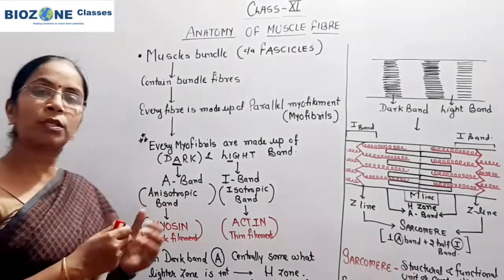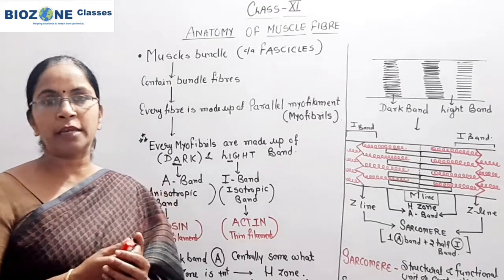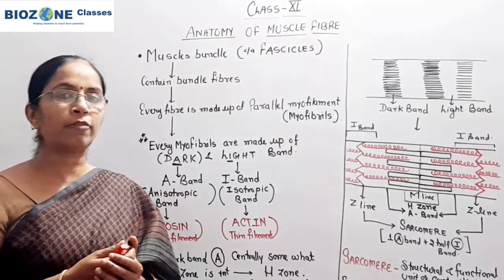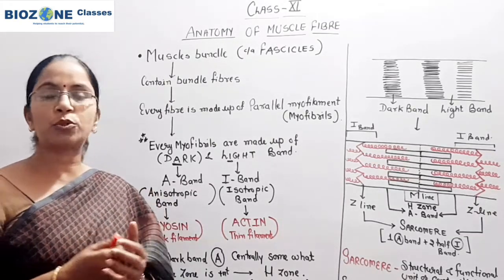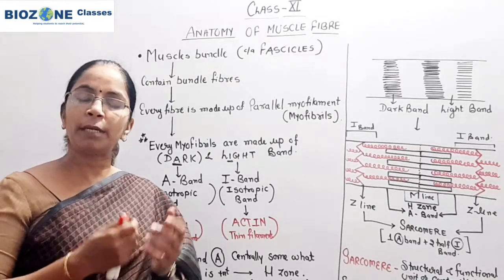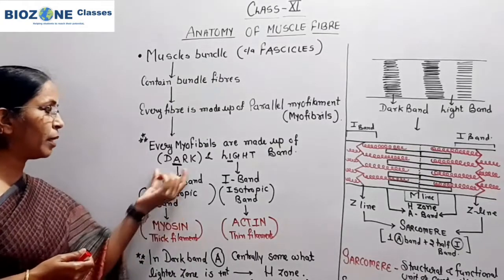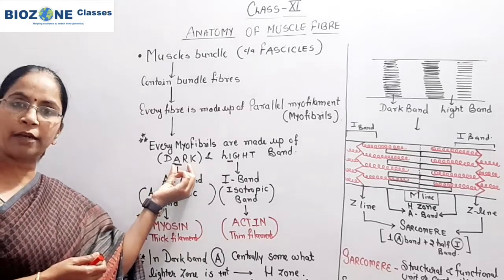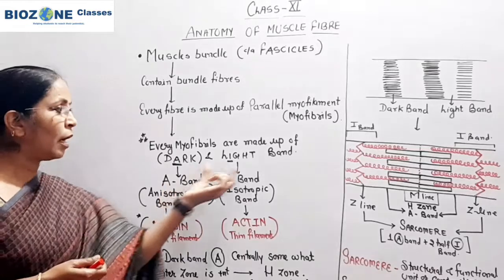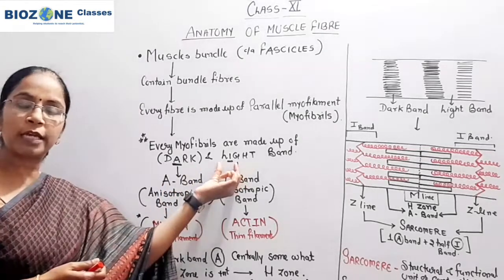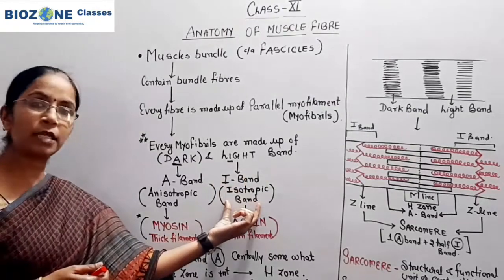When you come towards the objective section, instead of dark and light, the question asks in the form of A band and I band. Mostly students get confused between the A and I band. That's why you simply remember the dark band, underline A. The dark band is called the A band, and the light band, again the second letter, you underline I. So the light band is called the I band.